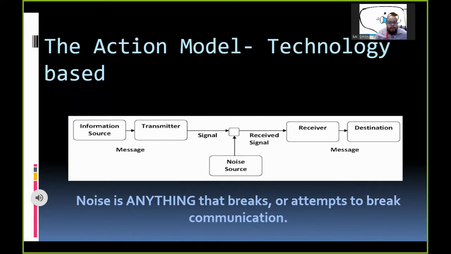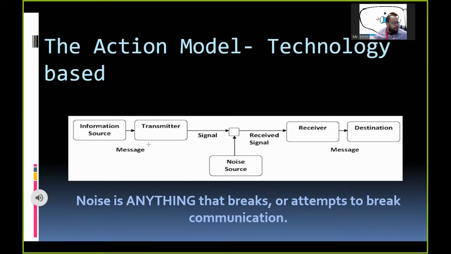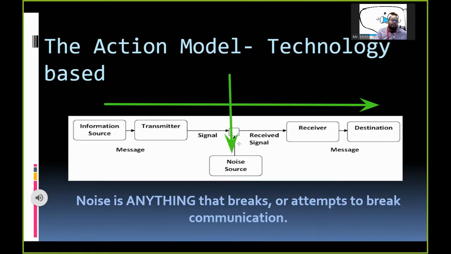To explain how the process goes, let me draw some arrows. Perfect. So the information source goes all the way here, okay? To you, the receiver, being the destination. Me trying to get this information to you is essentially me working through that. Now, there is something that can stop the communication from happening, and that's called noise. Noise is anything that breaks or attempts to break communication. For example, if I'm speaking English to you and there's someone in the class that doesn't speak English, or doesn't speak English very well, that noise is going to stop communication from happening.